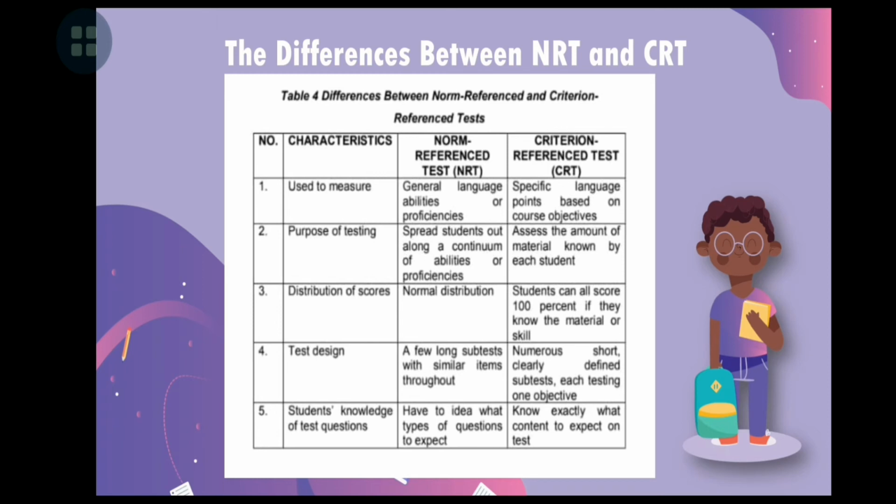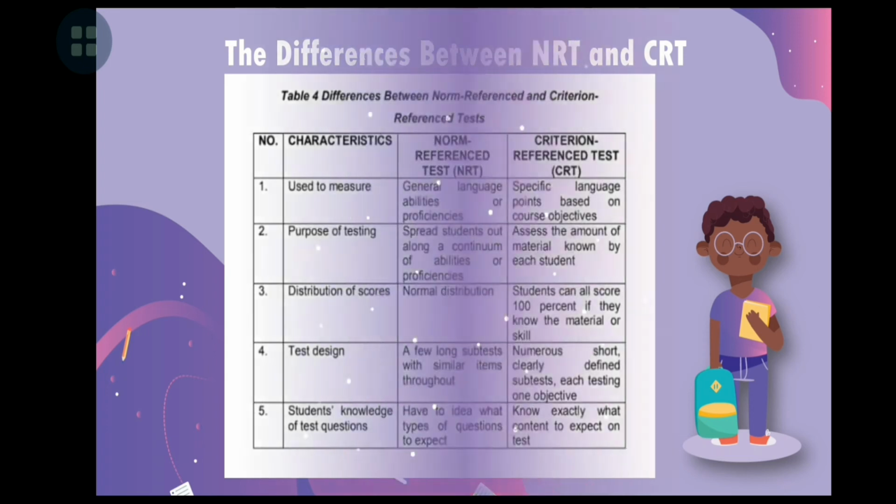And then the fourth is according to the design of the test. NRT has a few long subtests with similar items throughout, while CRT has numerous short, clearly defined subtests, each testing one objective. And the last one is according to the student's knowledge of the test questions. With NRT, students have only vague ideas of what type of question to expect, while with CRT, students know exactly what content to expect on the test.